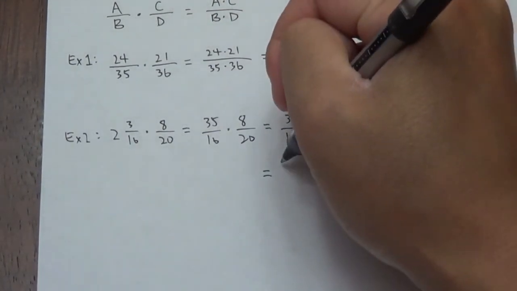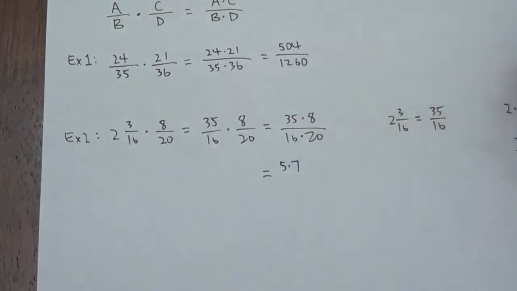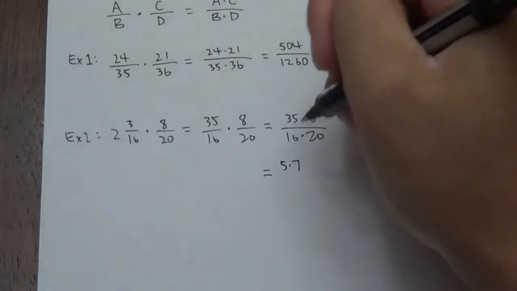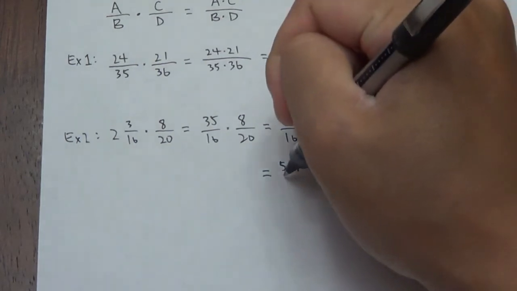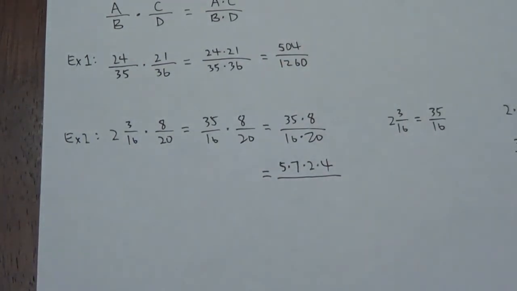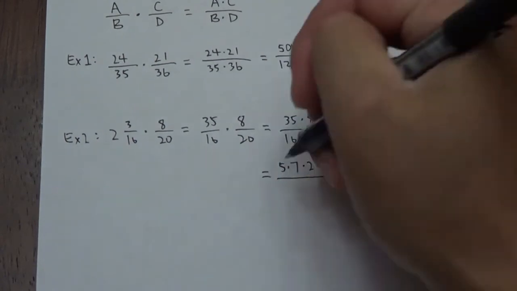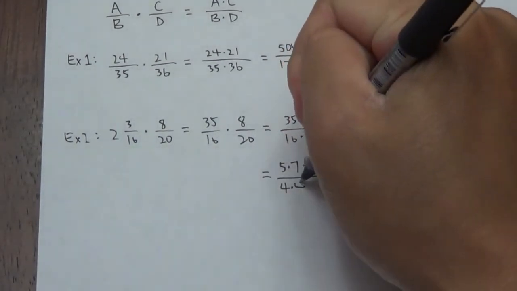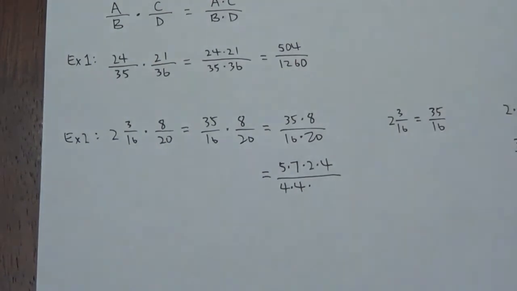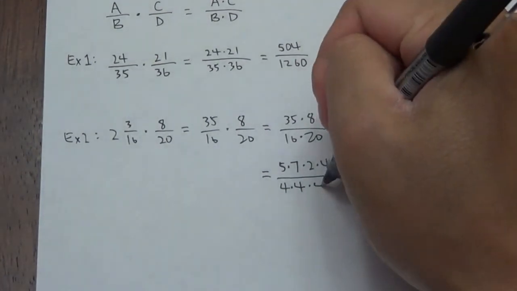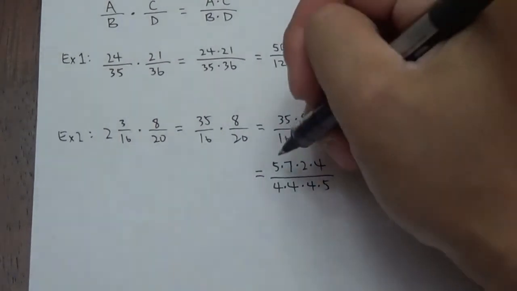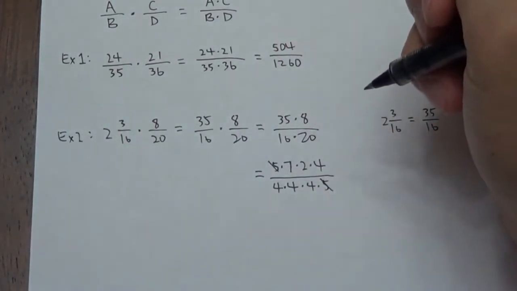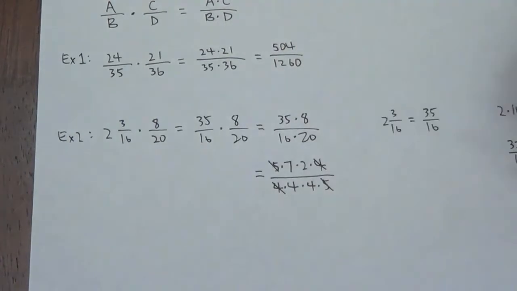35, I have no choice, it's just 5 times 7. 8, same thing, I have to do 2 times 4. 16, I have a choice between 2 times 8 or 4 times 4. I usually just like to go with the middle one. And then 20, same thing, I've got choices, but I'm going to go with 4 times 5. After I do that, I can go ahead and cancel out common factors.